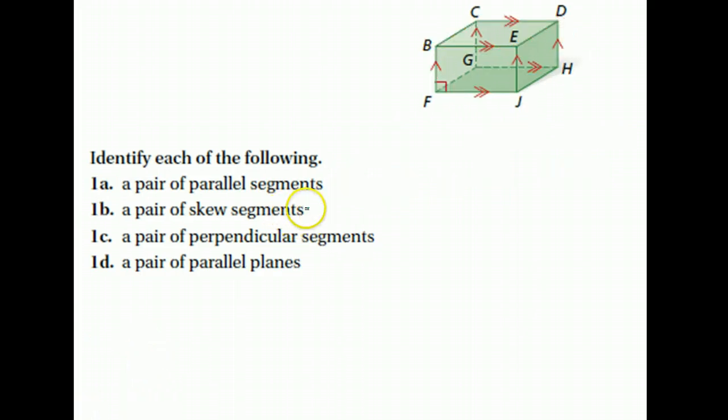Okay, next we're asked to name a pair of skew segments. Again, there are lots of pairs of skew segments here. Let's go with, if we start with our line BF, what is a segment that would be skew with BF? BF is going up and down, so we need a segment that's not on this front plane. It has to be on a different plane, and it has to be going a different direction. So let's see, CD would work. Okay, those are never going to intersect.